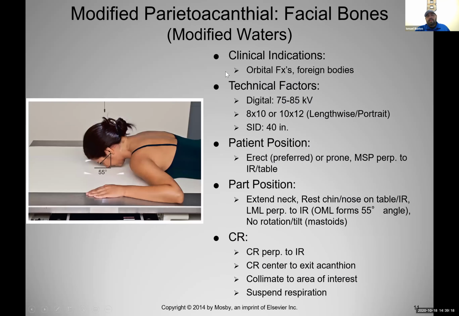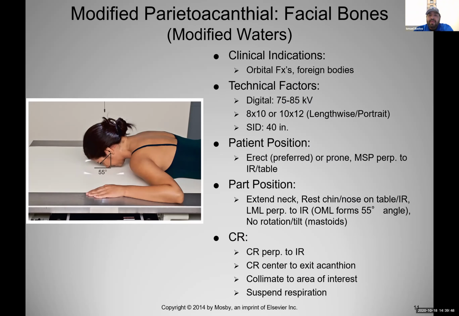All right, the last one for the facial bones is the modified parieto-acanthial Waters projection, modified Waters. This one is very similar to the Waters, except we're going to change the positioning line and the extension of the head a little bit. Here we're looking for orbital fractures, in particular the bottom of the orbit. You can imagine that this projection will also be used for the orbits, which we'll be talking about next. This one will best show the bottom of the orbits.